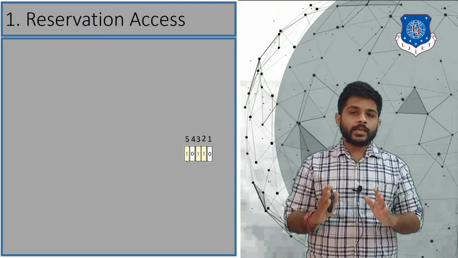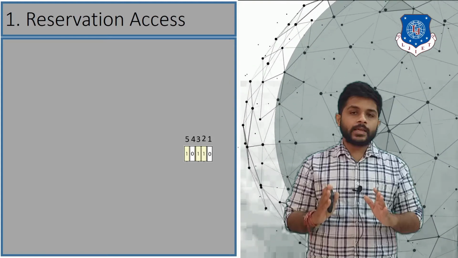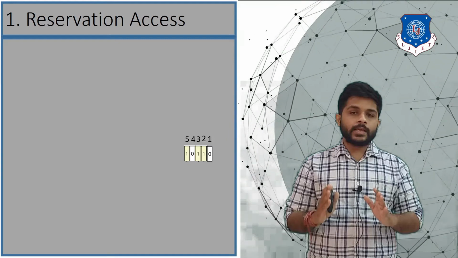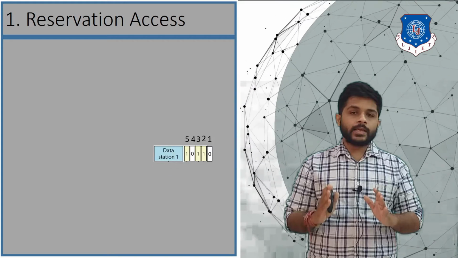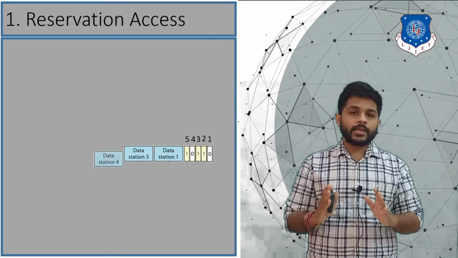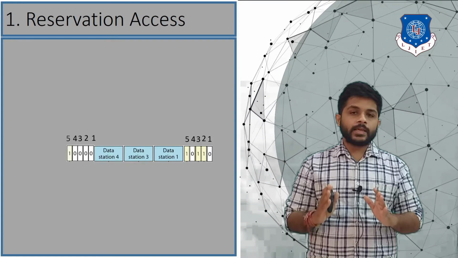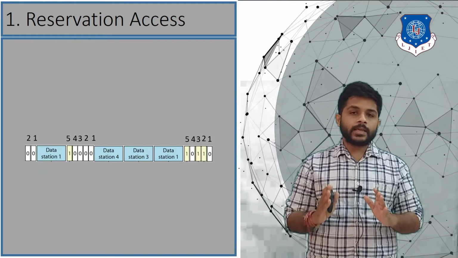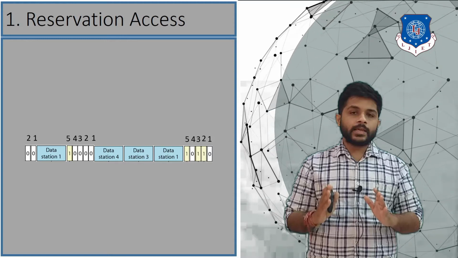So they will wait. After the reservation slot is completed, the next slot is known as the data transmission slot. In the data transmission slot, device 2 will send the first data, after that 3, then 5. After that the next reservation slot will come, and again the data will be sent. So this is how the reservation access works.